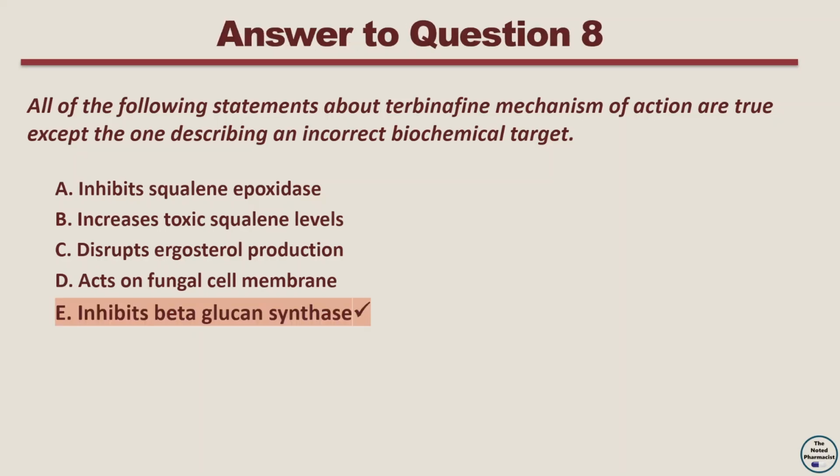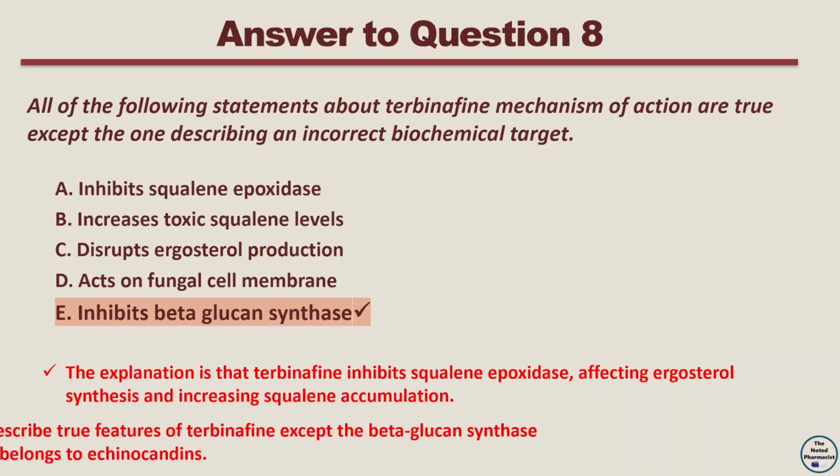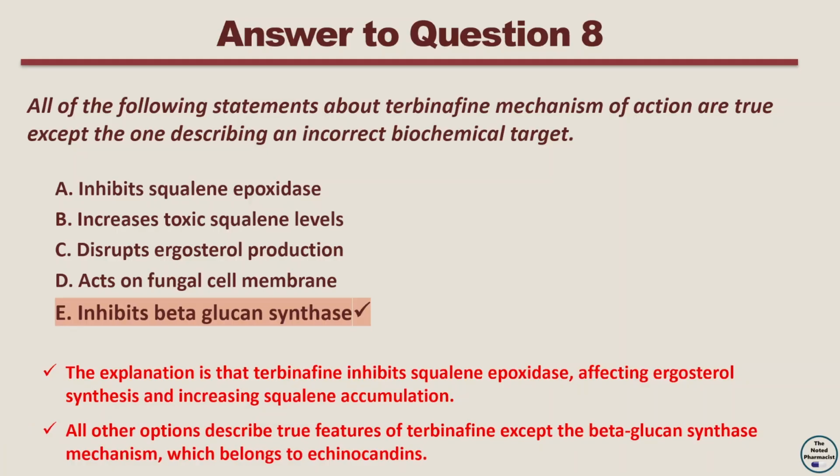The correct answer is option E. Inhibits beta-glucan synthase. The explanation is that terbinafine inhibits squalene epoxidase, affecting ergosterol synthesis and increasing squalene accumulation. All other options describe true features of terbinafine except the beta-glucan synthase mechanism, which belongs to echinocandins.